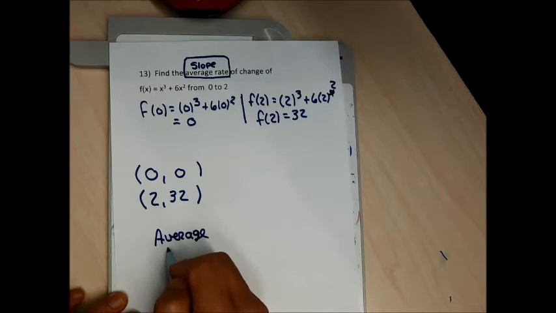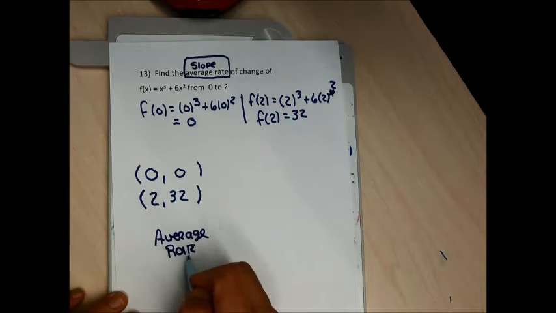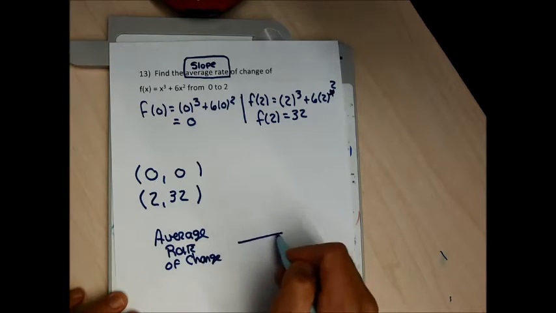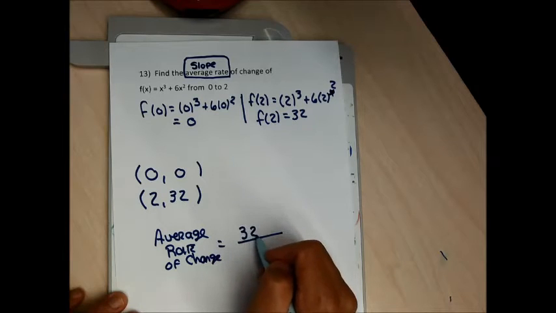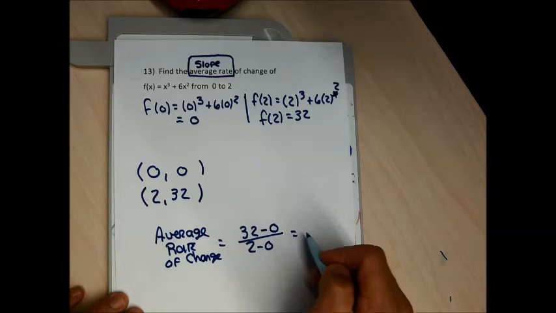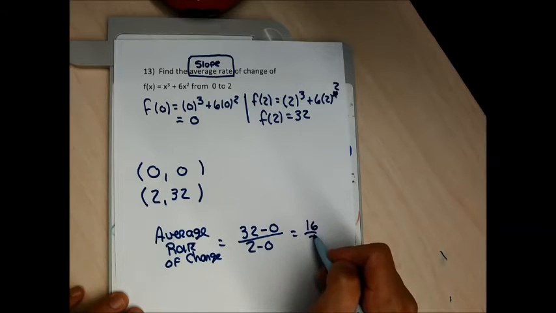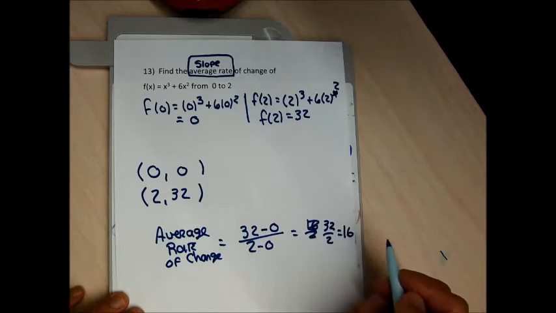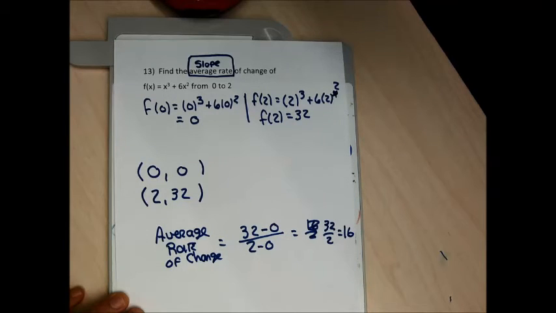So the average rate of change is going to equal 32 over 2 minus 0. So it's going to be 32 over 2, which is 16. So the answer to 13, the average rate of change is going to be 16.